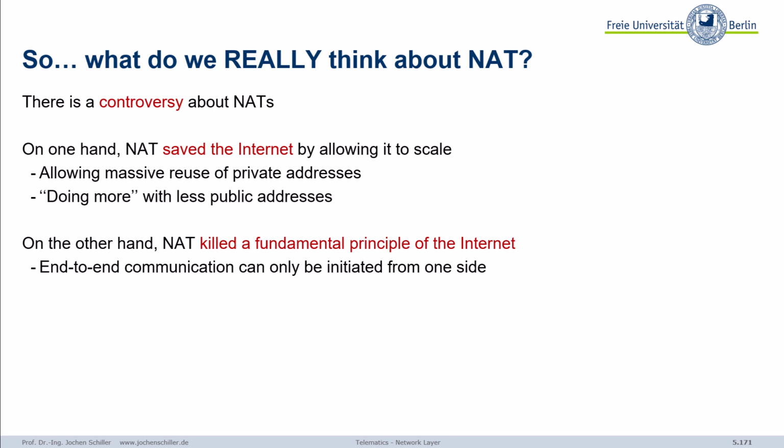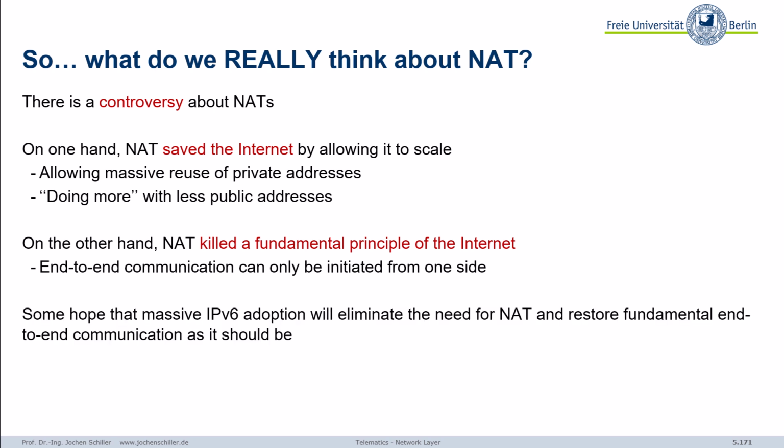But on the other hand, and that really is a problem, NAT kills a fundamental principle of the internet. This is end-to-end communication. And this now can only be initiated from one side. So if we are a bit more strict in the definition of the internet, you're not on the internet with your machines at home. They do not really participate. This is kind of a half duplex thing. It's only unidirectional from the beginning.